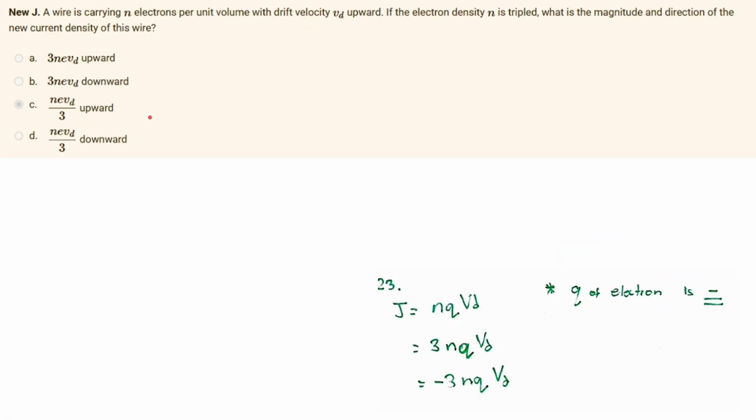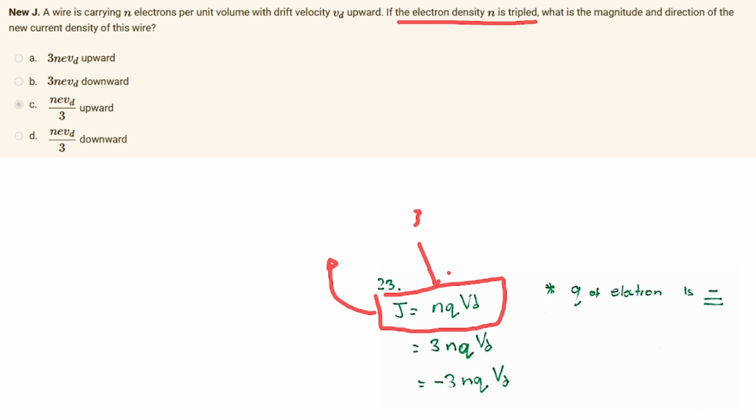Okay, now this one is also something that a lot of people made mistakes on. It's because we know that the equation is J = nqv_d, and if the electron density n is tripled, so when n is tripled, what happens? Obviously it will get 3 times more.